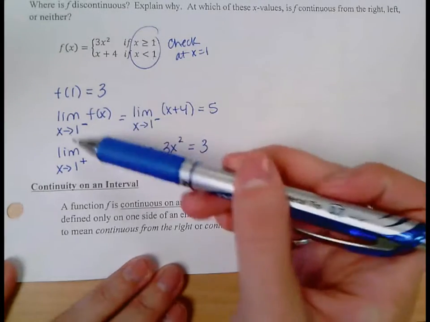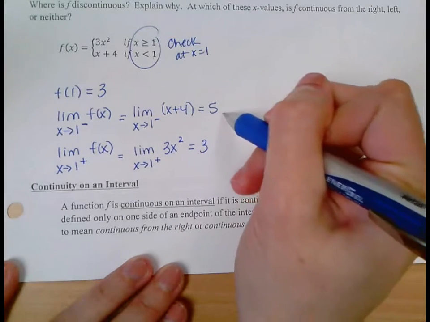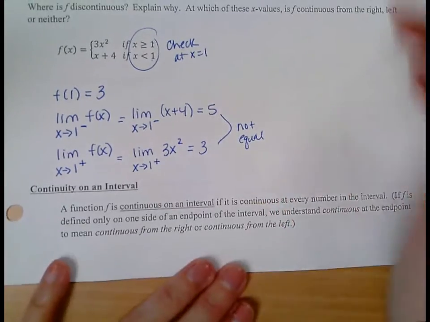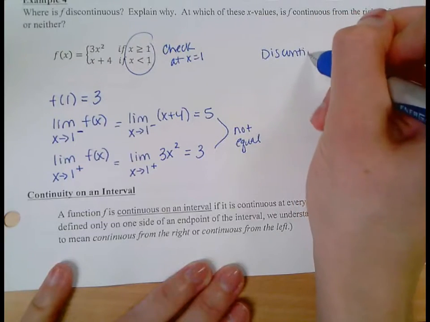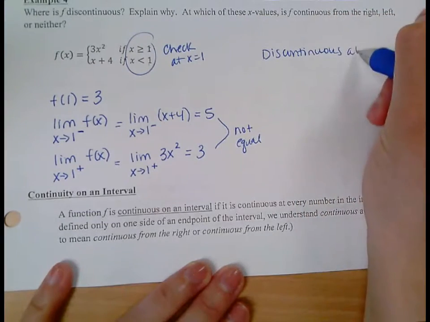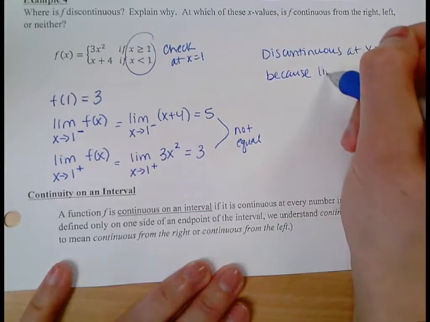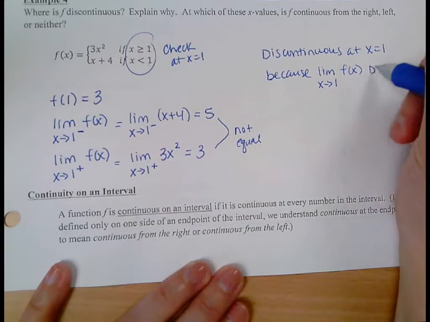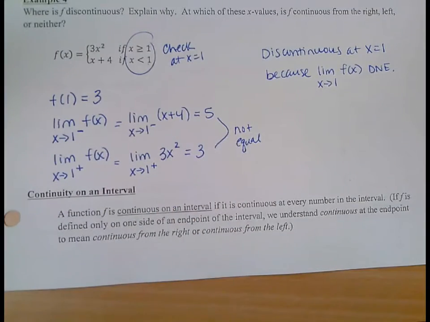So now putting these together, does the limit as x approaches 1 exist? No. So these are not equal, which means to answer the first question, I can say it is discontinuous at x equals 1 because the limit as x approaches 1 of f of x doesn't exist. And I've already shown in my work over here that the two one-sided limits aren't equal to each other.